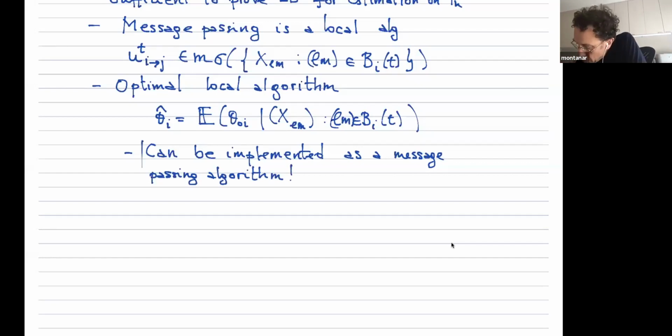Okay, so because of that, that's not only a lower bound, but first it is a lower bound that you can analyze, for which you can write explicit recursion, and in fact is tight because it can be implemented as a message passing algorithm on the tree, and therefore can be implemented as a message passing algorithm on the graph.